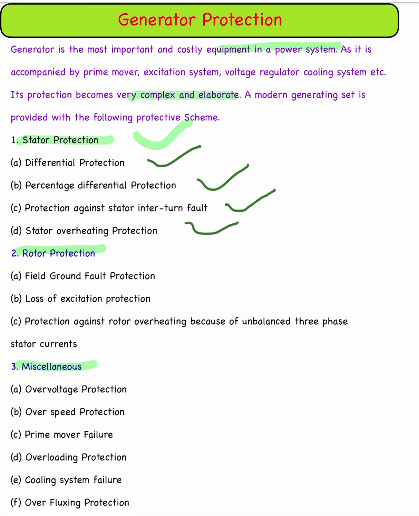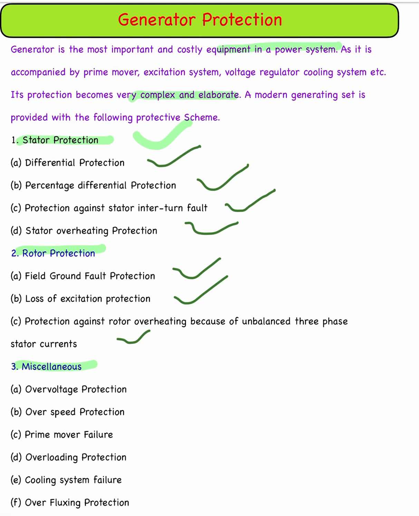Next is the rotor protection. Rotor protection is needed for abnormal conditions such as rotor earth faults. So we use rotor protection, which is basically the field ground fault protection, the loss of excitation protection, and the third is protection against rotor overheating because of unbalanced three-phase stator currents. So basically there are three protection schemes in the rotor protection.